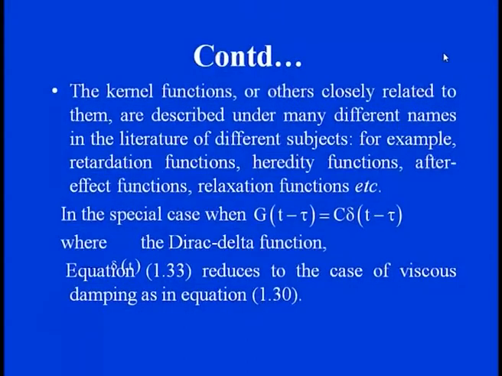And in the literature we will find various functions which are compatible with the things that happen during damping. So we can even go for some special cases. A special case says that when this kernel function operator g of t minus tau equals c delta of t minus tau, then we have a direct delta function for these things.